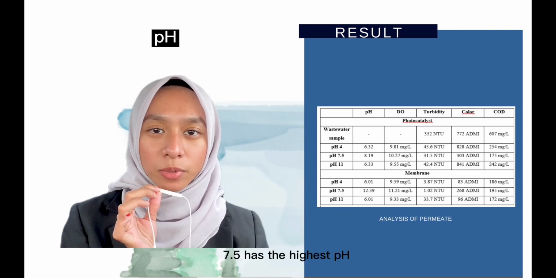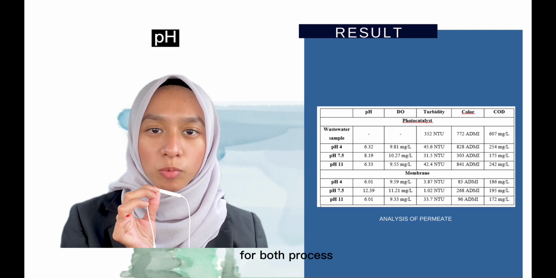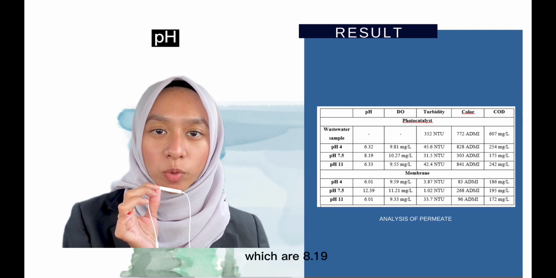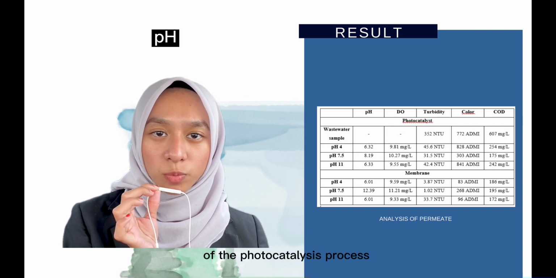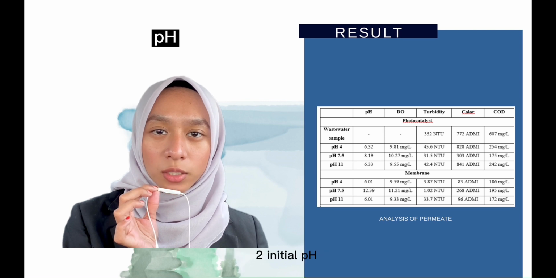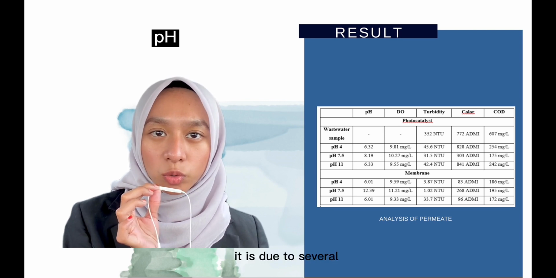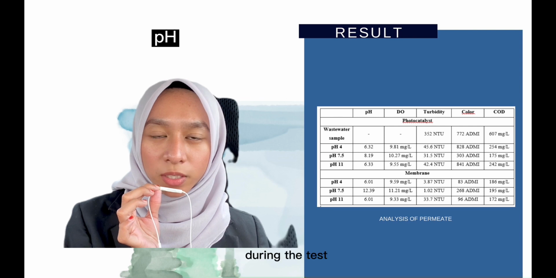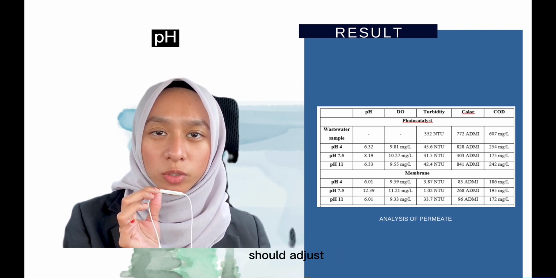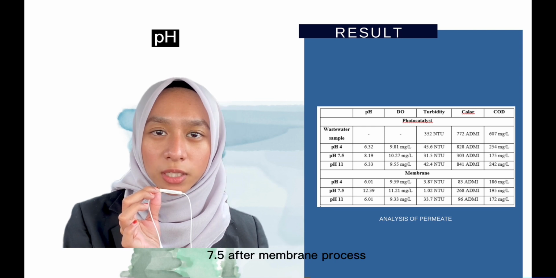Therefore, pH 7.5 has the highest pH for both processes, which are 8.19 after photocatalysis process and slowly increase to 12.39 after membrane process compared to the other two initial pH. It is due to several technical problems that happened when the test was started, including foreign contaminants in the container or maintenance of MPR. Further experiment should adjust the reading for pH 7.5 after membrane process.